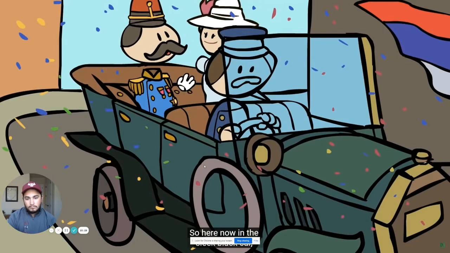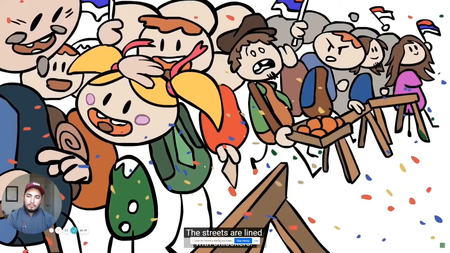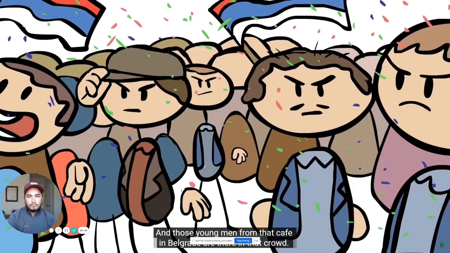So here now, in the sleek black car, the royal couple begins to process down the streets of Sarajevo, flanked by 5 other cars filled with officials and guards. It's a parade. The streets are lined with onlookers, the route has been published, the world knows exactly where the Archduke is going to be. And those young men from that cafe in Belgrade are there in that crowd.